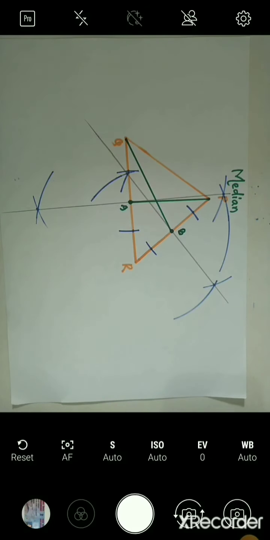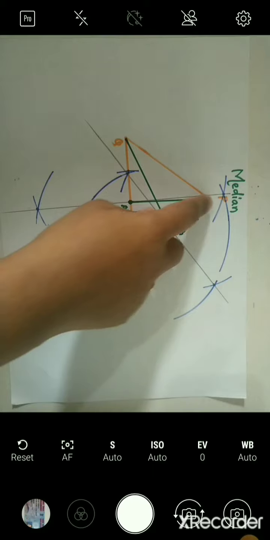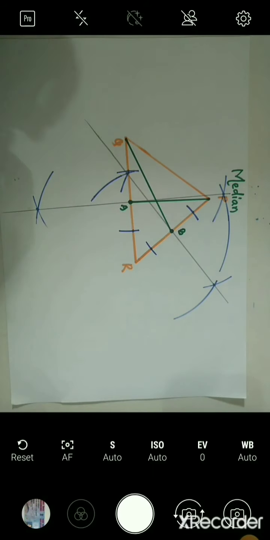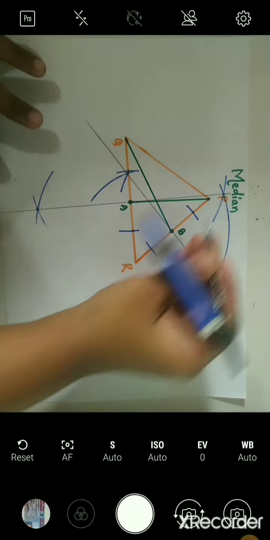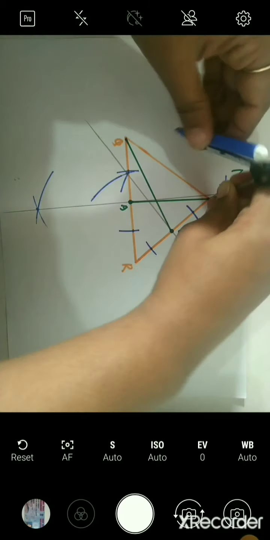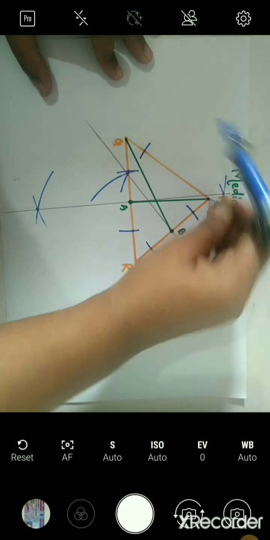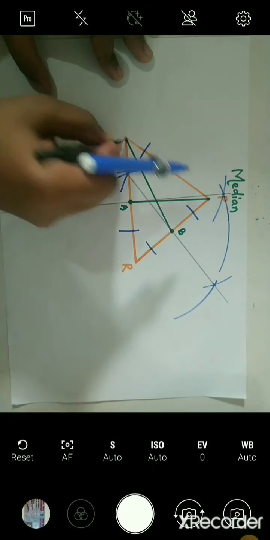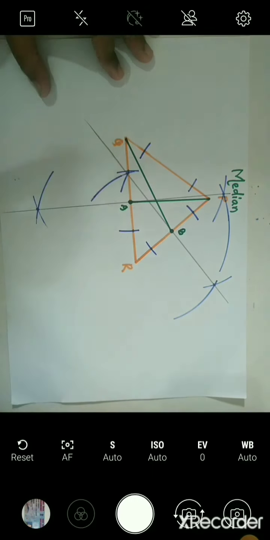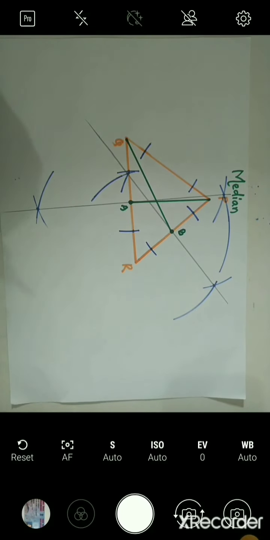Now let's come to the third side, side PQ. So now I will draw the median of side PQ. I'll first keep the pointer at P. I'll take more than half distance. I'll draw an arc. Without disturbing the distance, keep the pointer at Q. Draw an arc here.